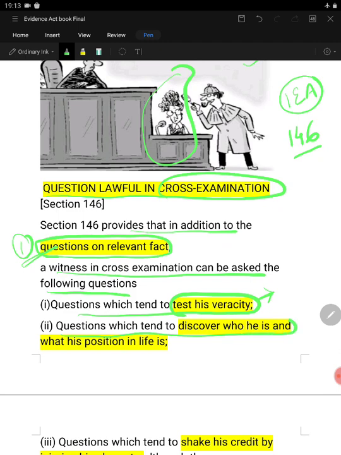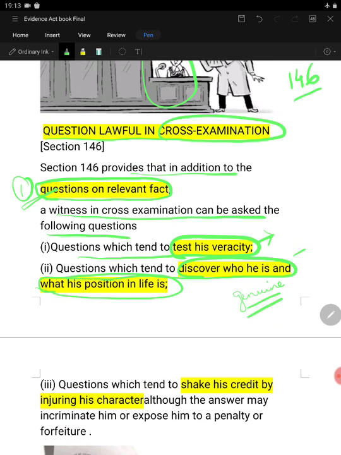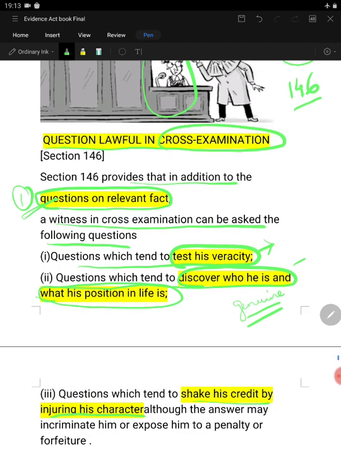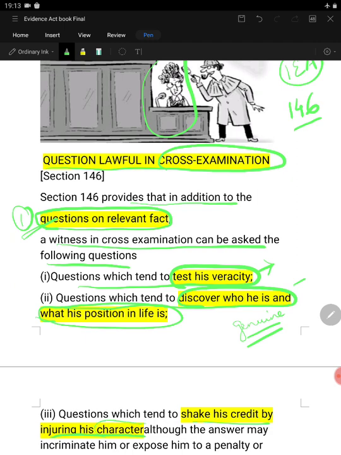Questions which tend to discover who he is and what is his position in life. These are those questions which show whether he is a genuine witness or a professional witness. And the third is questions which seek to shake his credit by injuring his character. That is, what character this person is of, whether he can be believed or not. So basically these three types of questions can be asked.